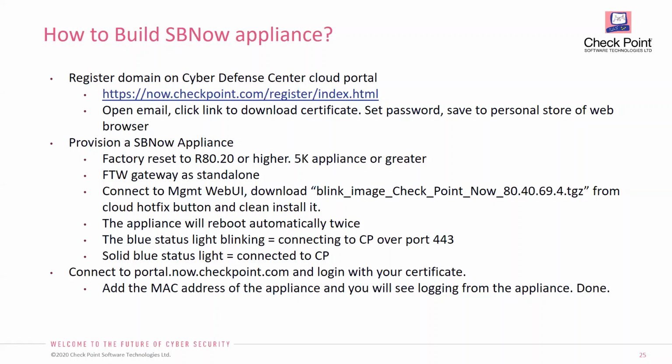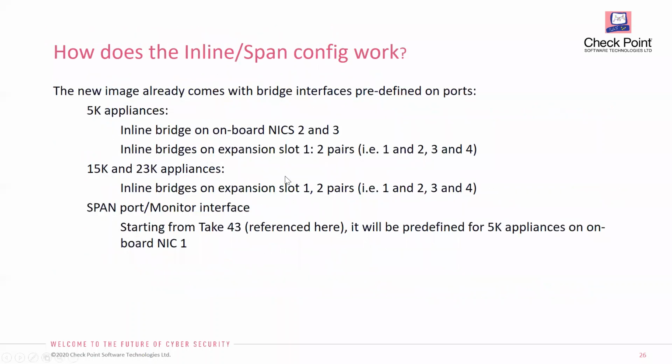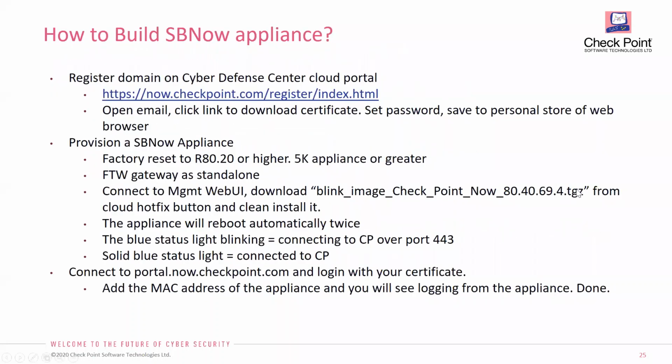Then log into the web UI, go down to CPUSE, and download the latest deployment agents. At that point, you go to the cloud hotfix button, and you would paste in this text string verbatim: blink image checkpoint now. You would paste that in verbatim. That TGZ will be returned. You will download it and clean install it. You do not upgrade, that will not work. Clean install it, and what this is doing is running a blink script.